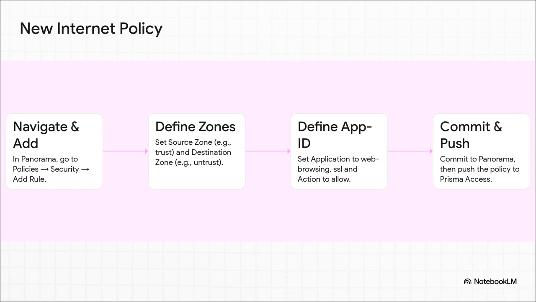So let's actually walk through creating the most common policy there is, just basic internet access. So you'd go into Panorama, into your Prisma Access security policies. You'd add a new rule, you'll define your source, let's say it's your trust zone and your internal user subnet, and your destination is going to be the untrust zone. But here's the key. Instead of just typing in ports 80 and 443, you specify the applications web browsing and SSL. Set the action to allow, commit your change to save it in Panorama, and then you push it to Prisma Access to make it go live.